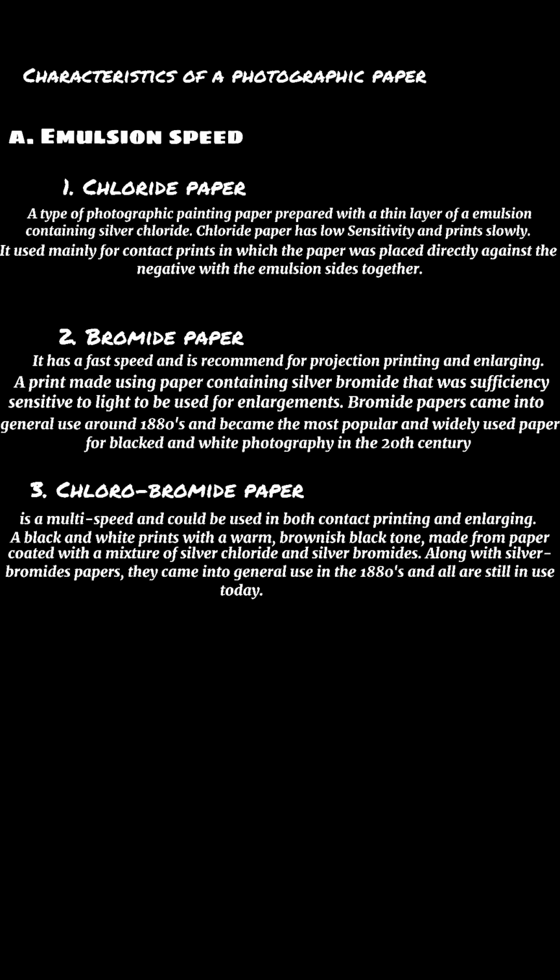Chlorobromide paper is a multi-speed paper and could be used in both contact printing and enlarging. A black and white print with a warm brownish-black tone made from paper coated with a mixture of silver chloride and silver bromide. Along with the silver bromide papers, they came into general use in the 1880s and are still in use today.